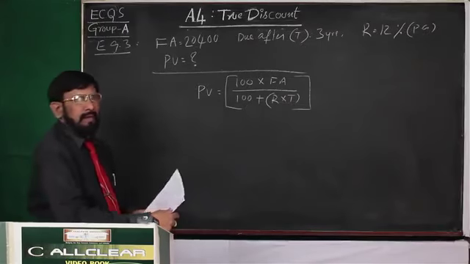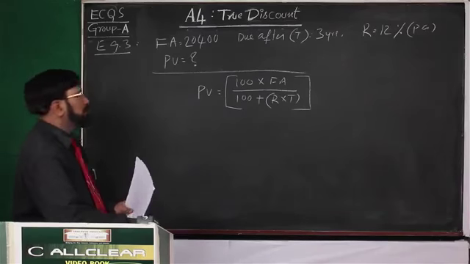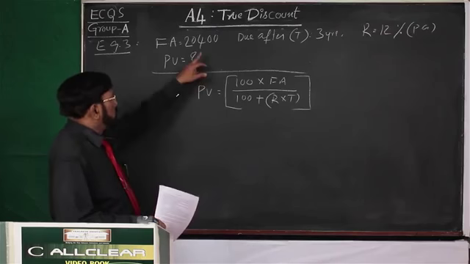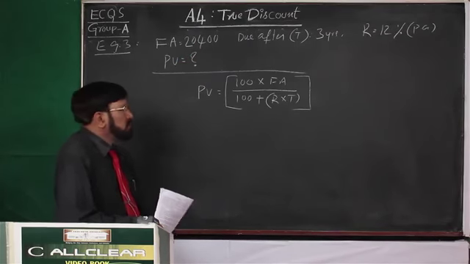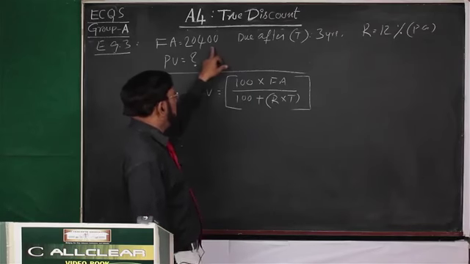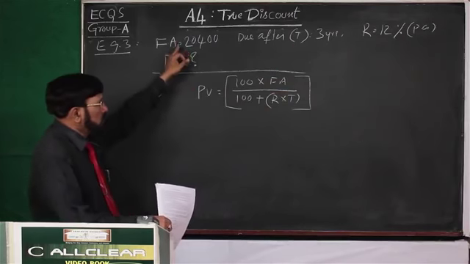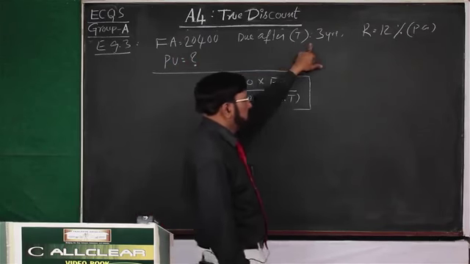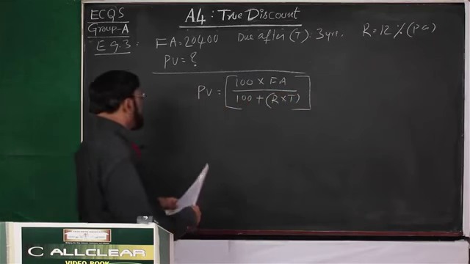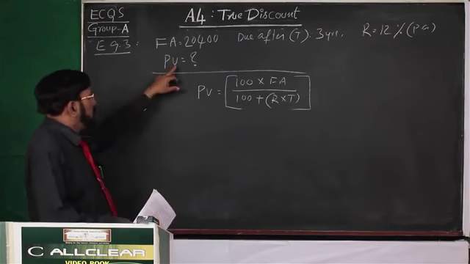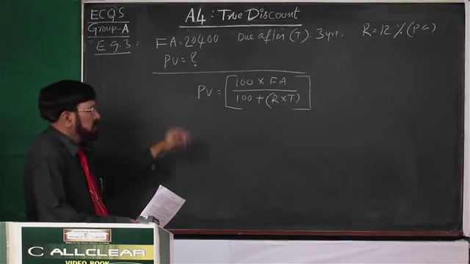Now, let us consider example number 3. Future amount 20,400 rupees, which is the amount due after 3 years. That's why I called it a future amount. The time is 3 years, rate of interest 12% per annum, and we have to find out PV. Now we are using the simple interest method.